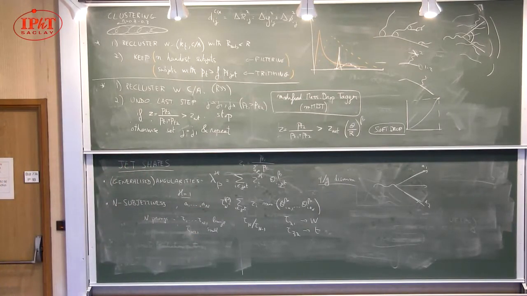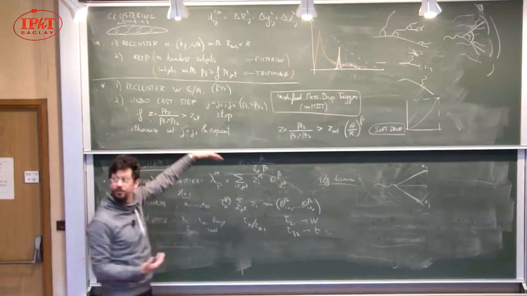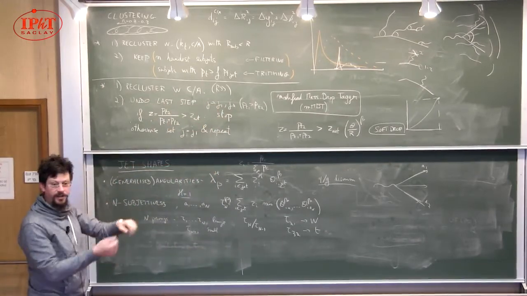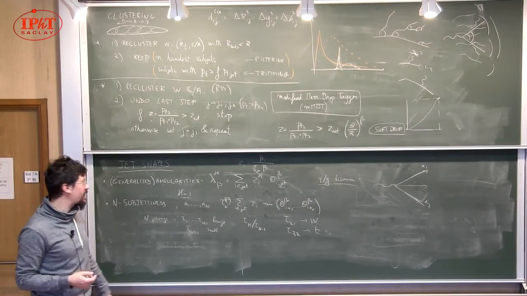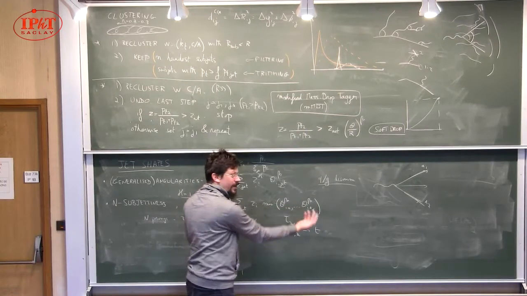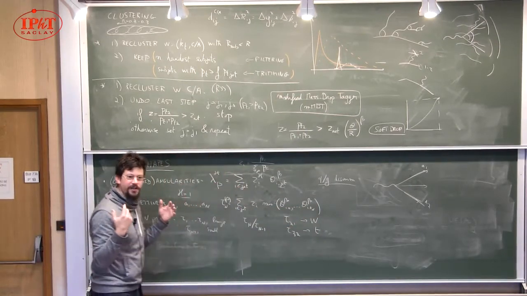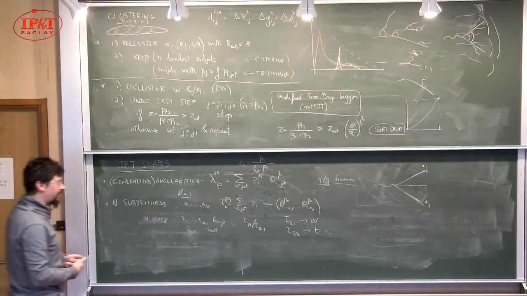There's a bunch of methods to do this. One method is to go back to clustering. You decluster your jet, you undo the Cambridge algorithm or the kT algorithm clustering until you find n axes. Another method is to define your axes as the set of axes which minimizes this. This is a function of n variables, your axes, and there's a minimum in this space of axes. So these are choices.